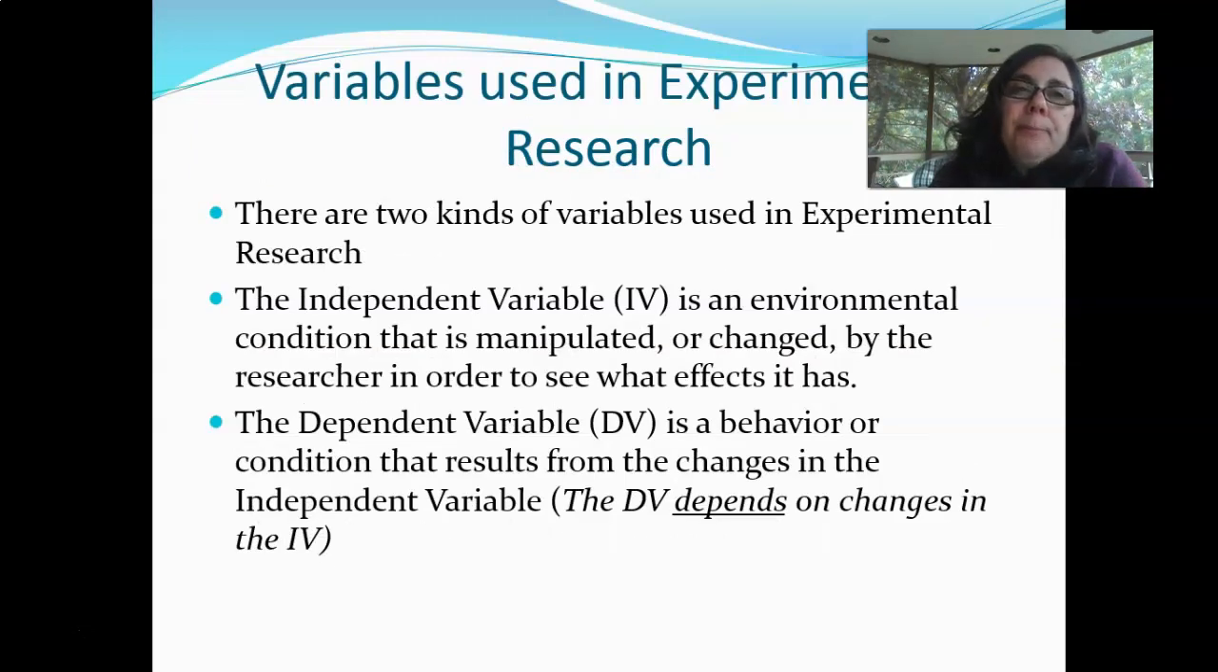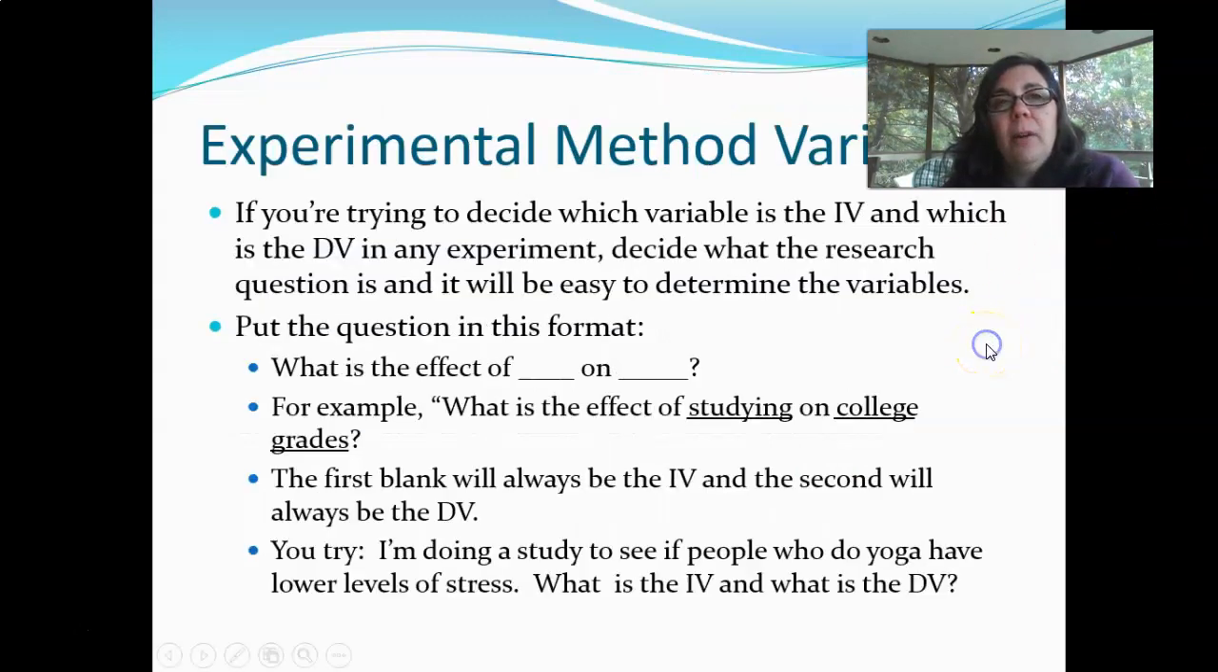So let's talk about the variables. There are two kinds of variables, as we just said, independent and dependent variables. The independent variable is an environmental condition that is changed or manipulated by the researcher. So it's the thing that the researcher is curious about how it affects people. And so it is the cause in our cause and effect story here. The dependent variable is the effect in our cause and effect story, and it's a behavior or a condition that changes or that you think might change because of what you've done with the independent variable, right? So one way of remembering that is that the dependent variable depends on the changes to the independent variable.